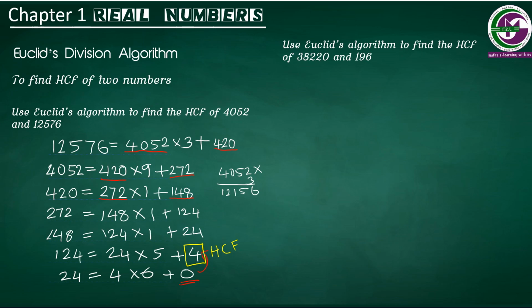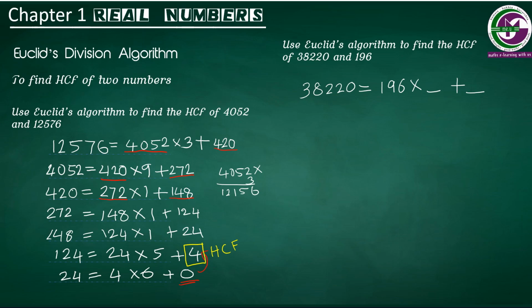Use Euclid's algorithm to find the HCF of 38,220 and 196. What is the first step? First step is to check which is the bigger number from the given. So the biggest number is 38,220. So we'll write 38,220 equals 196 times a number plus a remainder, right? We need to fill it.